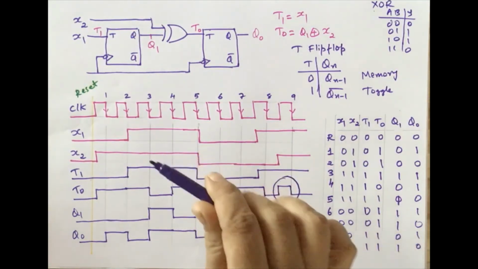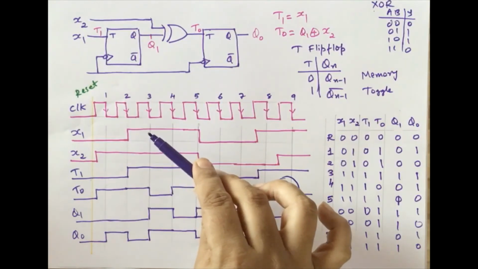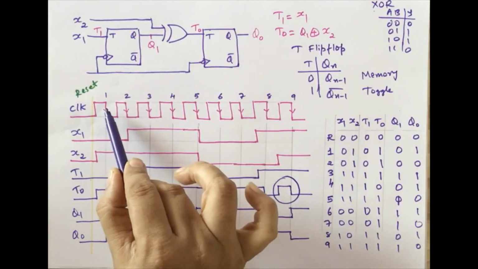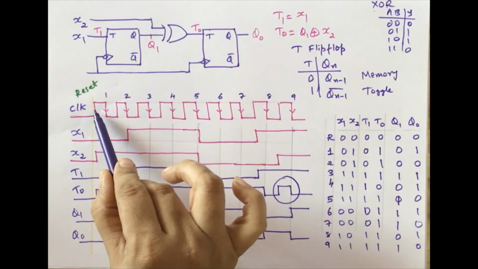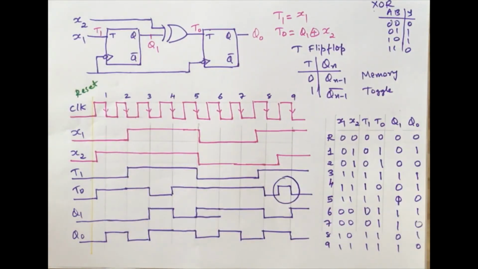If we apply a positive edge trigger pulse, then instead of evaluating on this falling edge, we need to evaluate our output on this rising edge. And accordingly, the waveform will change. But the behavior of the circuit remains the same as in this table.